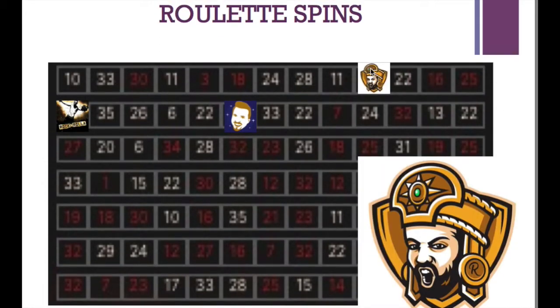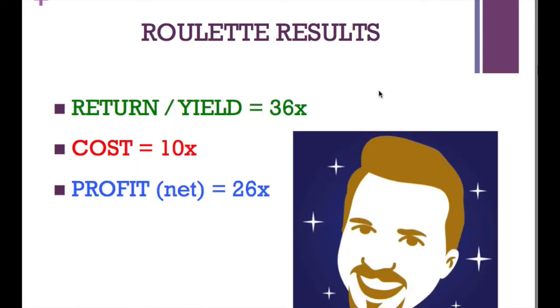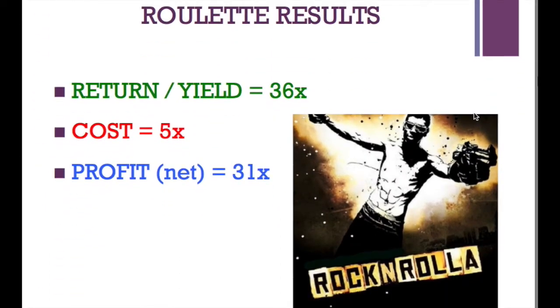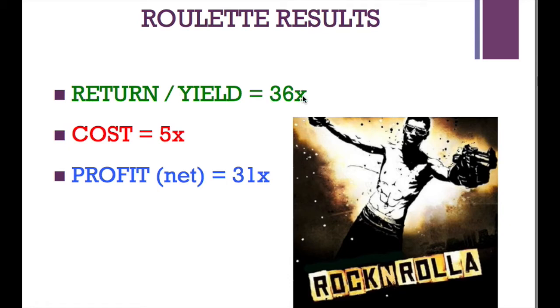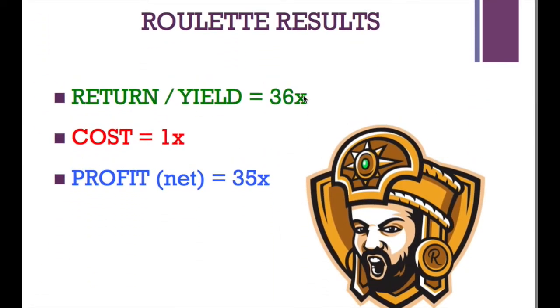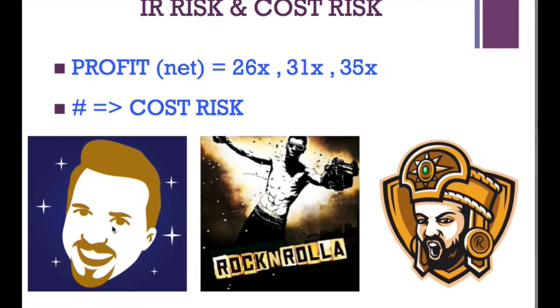And here is Rushdie, who tries to catch zero green and is immediately lucky. So the return or yield is 36x, but his cost was 10x. So his net profit is 26x. Then Rock'n'Rolle, again his return yield is 36x, his cost is 5x, so his net profit is 31x. And then Rushdie, his return yield is 36x, he got his 6, so his cost is 1x, so his net profit is 35x. So we have a net profit of 26x, Rock'n'Rolle 31x, and Rushdie 35x.